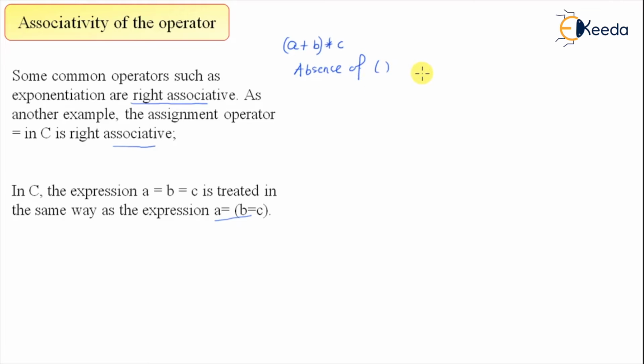If I don't have parentheses and you want the evaluation order, then associativity and precedence come into the picture. The topic is associativity, but precedence is a related topic, and that will be the next topic. So in the absence of parenthesization, the order of evaluation is done by the associativity and precedence rules.